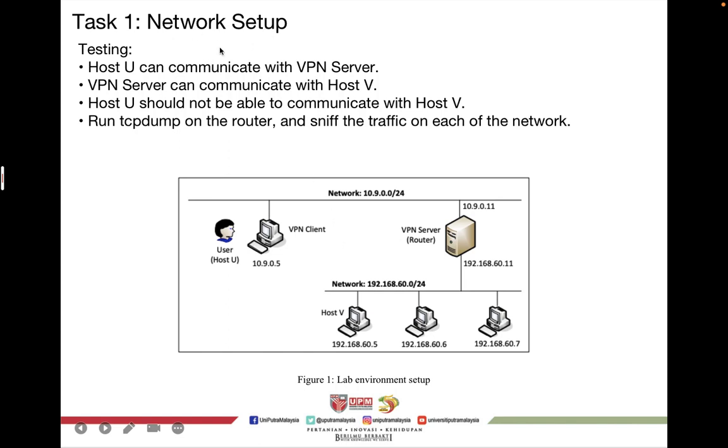It's about network setup. For the testing, there are 4 objectives. One is that host U can communicate with the VPN server. VPN server can communicate with host V. Host U should not be able to communicate with host V. And run tcpdump on the router and sniff the traffic on each of the networks. And this is the lab environment setup figure.